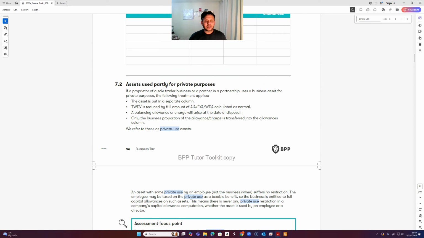Assets used partly for private purposes. If a proprietor of a sole trader business or a partner in a partnership business uses a business asset for private purposes, the following treatment applies. The asset is put in a separate column. The tax written down value is reduced by the full amount of AIA, FYA, WDA calculated as normal. Balancing allowance or balancing charge arises at the date of disposal. So if I sell this private use asset, I have to create the balancing allowance or the balancing charge. Only the business proportion can be moved to the allowance column. And we refer to this as a private use asset.